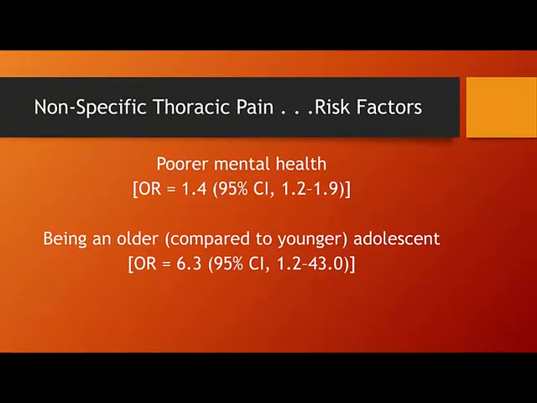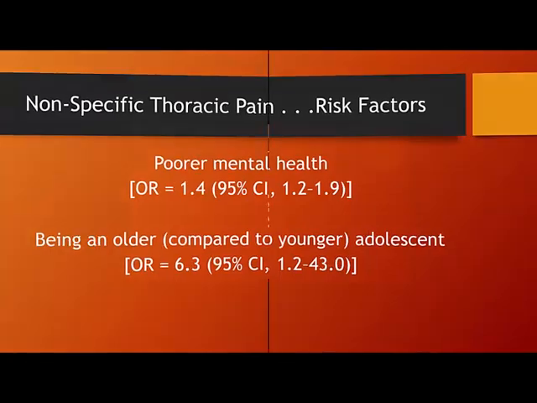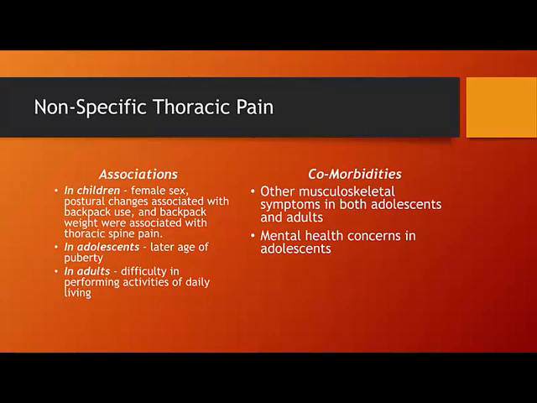For nonspecific thoracic pain, risk factors were poor mental health and, interestingly, being an older compared to younger adolescent. And the associations were in children: female sex, postural changes associated with backpack use, and backpack weight. In adolescents, later age of puberty, and in adults, difficulty in performing activities of daily living. And the comorbidities were other musculoskeletal symptoms in both adolescents and adults, and mental health concerns in adolescents.